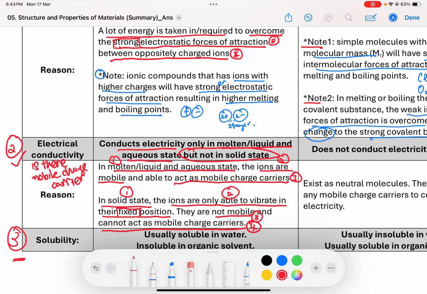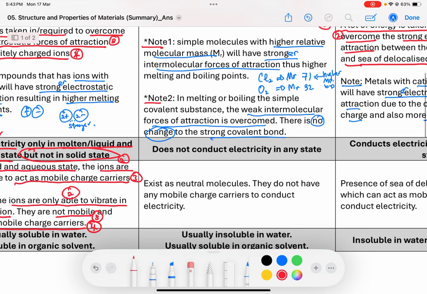So all this, 1, 2, 3, 4, are the phrases, the points that you need to write down to fully explain why it is not able to conduct in solid state. So for ionic substances, they can conduct electricity in molten and aqueous state, but not in the solid state. Now, how about simple covalent molecules? They do not conduct at all in any single state. Why? It's because they are neutral molecules. So they are neutral.